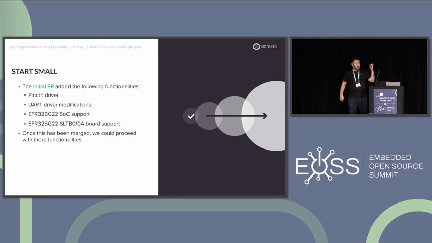So this is a typical initial pull request, to be honest. It adds a pin control driver because I kind of need it. It adds some timers and so on, configuration for the boards. It adds a UART driver because, you know, at least you would like to have a hello world working with the first pull request. That's kind of useful if you have the board.